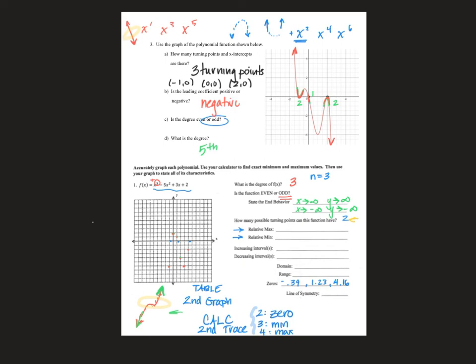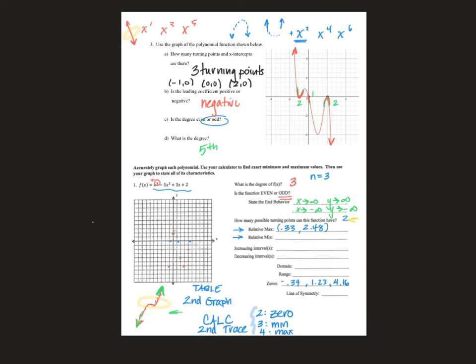And this time it's telling me my maximum value is at x equals 0.33, and the y is at 2.48. So 0.33, 2.48. So that's going to be about here.